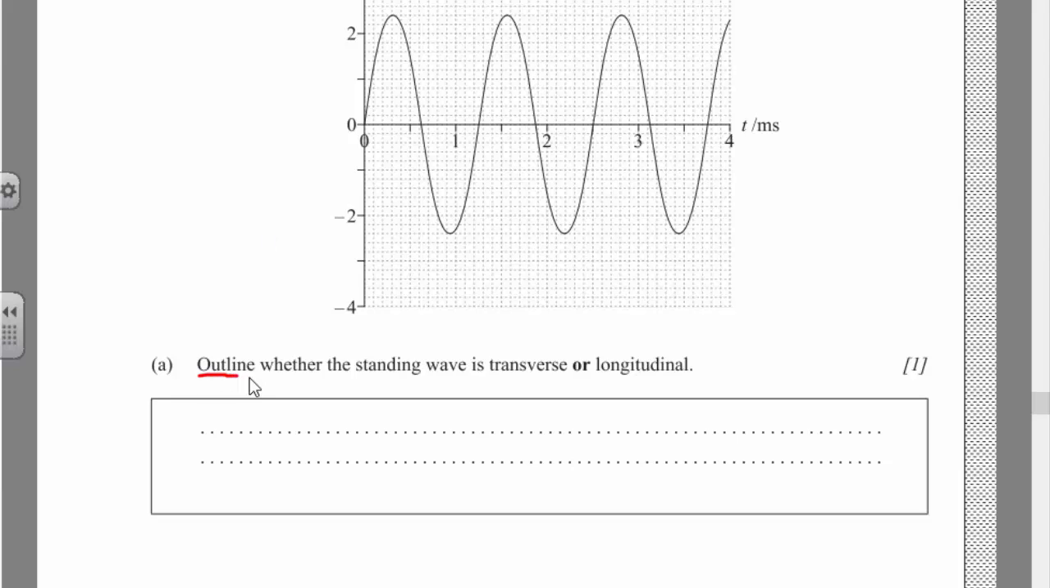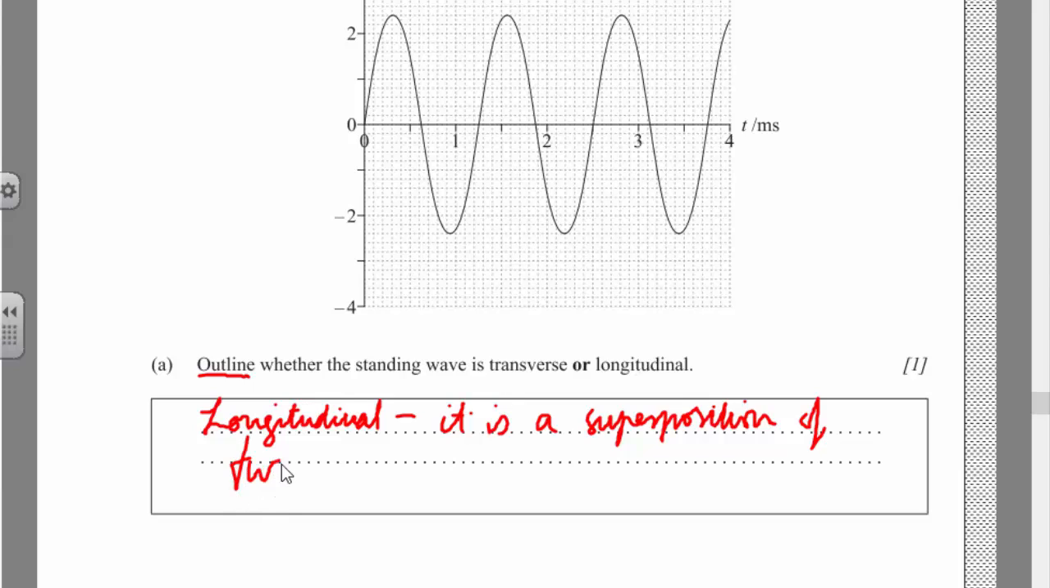Okay, outline here means that we need to say a little bit about it. So it's longitudinal. And that's because it is a superposition of two sound waves which are longitudinal.